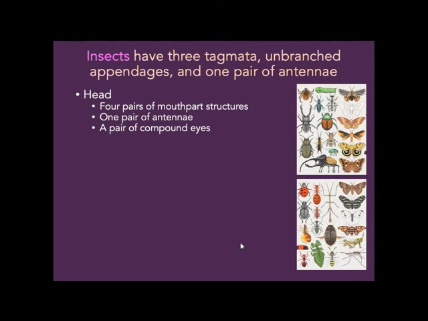So like I said before, there are more than a million named insect species. In terrestrial environments, insects dominate. And also in freshwater aquatic environments, insect larvae can be a common ecological component.